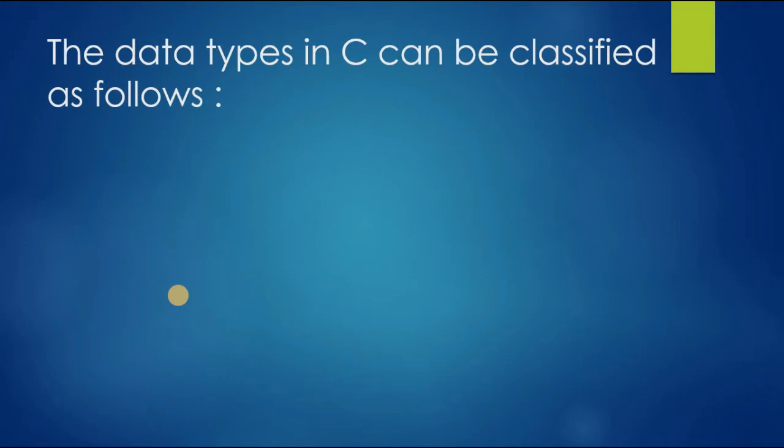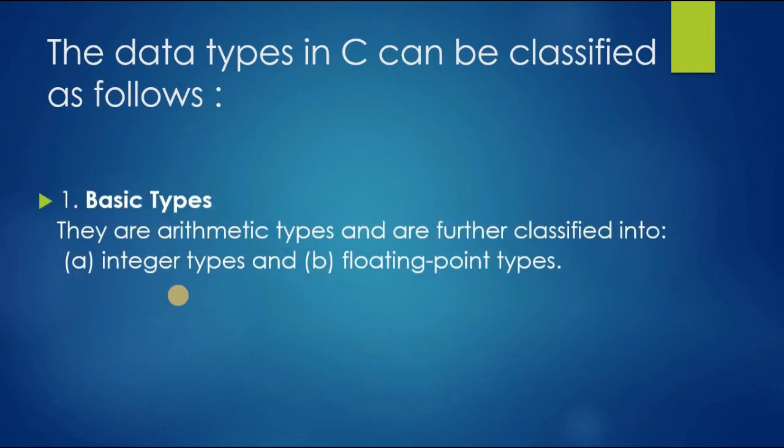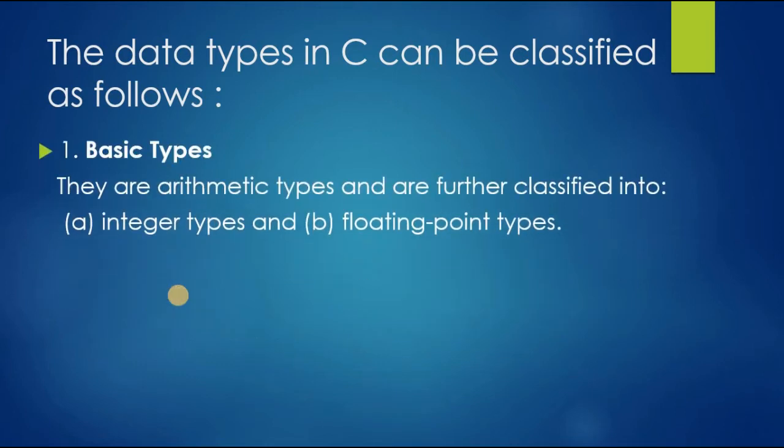Next, the data types in C can be classified as follows. The first one is basic types. They are arithmetic types and are further classified into two types. The first one is integer type and the second one is floating point type. Floating point types are also known as real types.